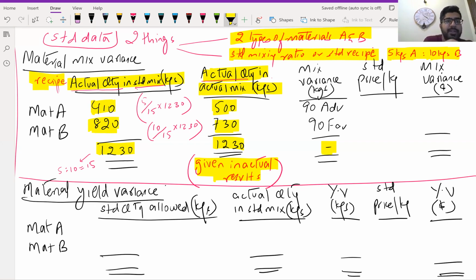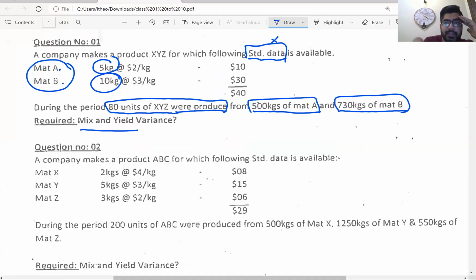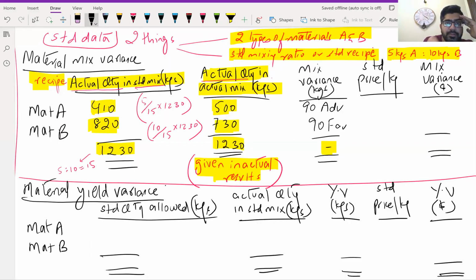Multiply with standard price per kg. For standard price per kg, go back to the question in the standard data. The standard price per kg in standard data is 2 per kg and 3 per kg for A and B. So standard price per kg is 2, 3. 90 adverse kgs into 2, it's 180 adverse, and 90 favorable into 3, it's 270 favorable. Net of them, 270 favorable, 180 adverse, it's 90 favorable.